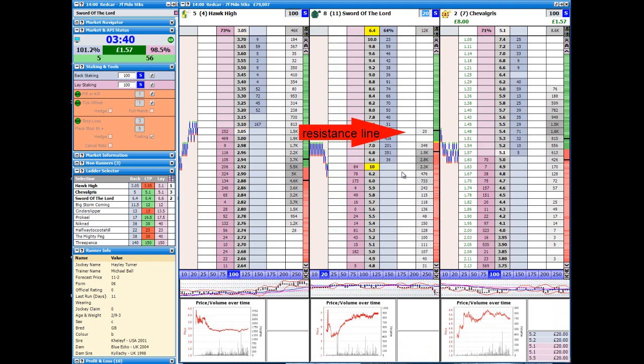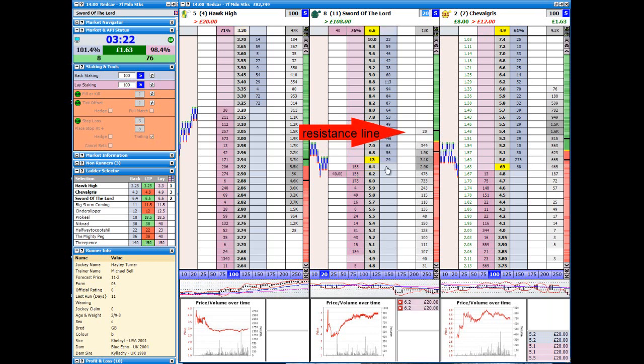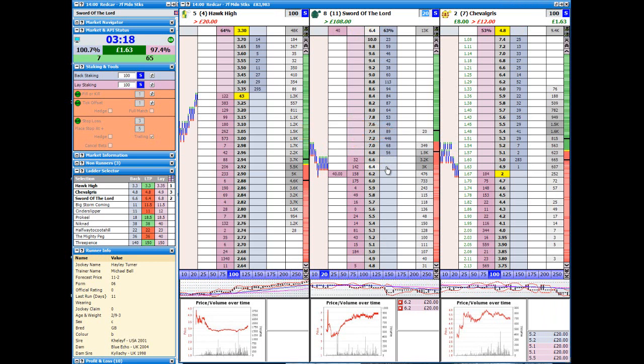There we've got a resistance line. What that quickly means is that the price at 7.4 has never got higher than that since the price opened, probably this morning. And that's what we call the resistance line. So I can have a good feeling that the price won't ever go above 7.4.